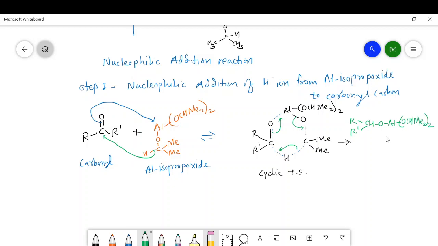Then the side product is MeCOMe, that is acetone. This compound is called a mixed alkoxide because here there is an isopropoxide group, but here are the R and R' groups. They may be different, that's why it is a mixed alkoxide.